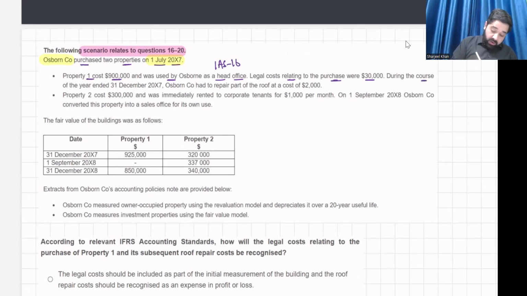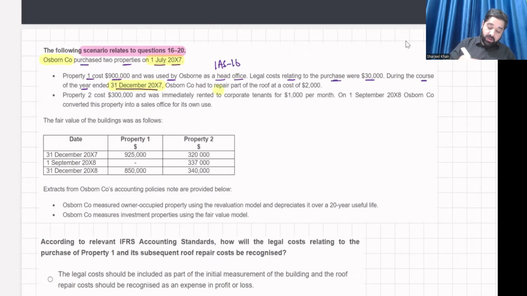During the course of the year ended 31st December 20x7. Remember, the year end for the Osborn Company is 31st December 20x7 and the properties were purchased on 1st July 20x7, during the mid-year.